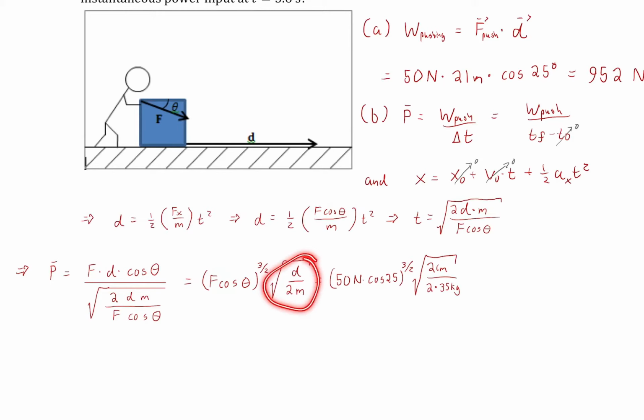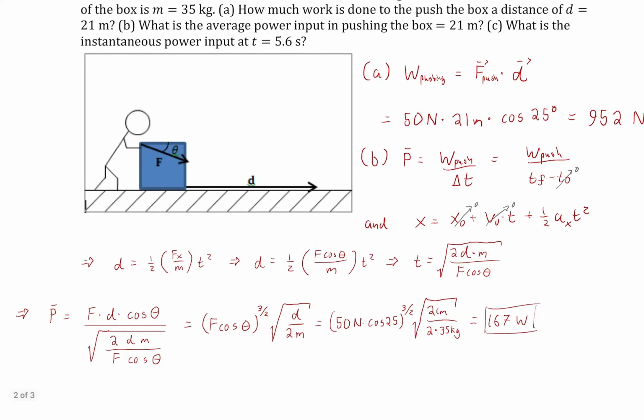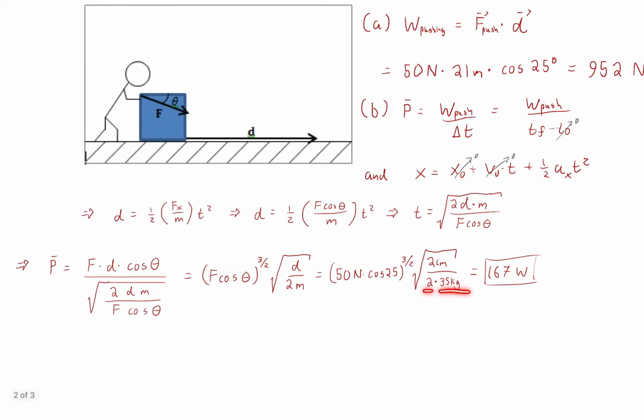All right, and then that's what's left over inside the square root. Plug in all our values: 25 degrees, 50 newtons. It's hard to read, but this actually says 21 meters, even though it looks like 2 centimeters. And that's 2 times 35 kilograms. So those are our numbers, and we get 167 watts. That's the average power output.